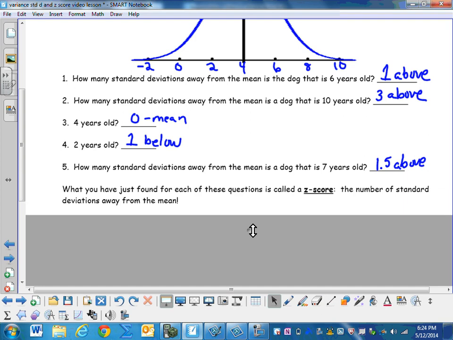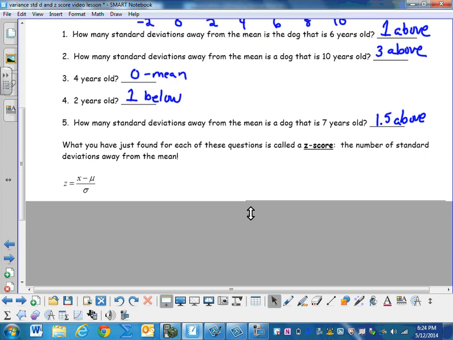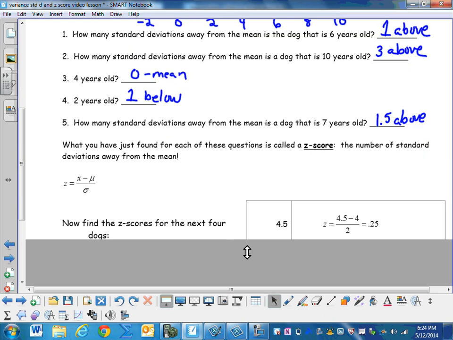What you have just found for each of these questions is called a z-score, the number of standard deviations away from the mean. Z is equal to x minus mu divided by the standard deviation. Now find the z-scores for the next 4 dogs. So a dog that's 4.5 years old, that's our data point, so 4.5 minus 4 divided by 2 is 0.25, a z-score. So go ahead and calculate the rest of the z-scores.